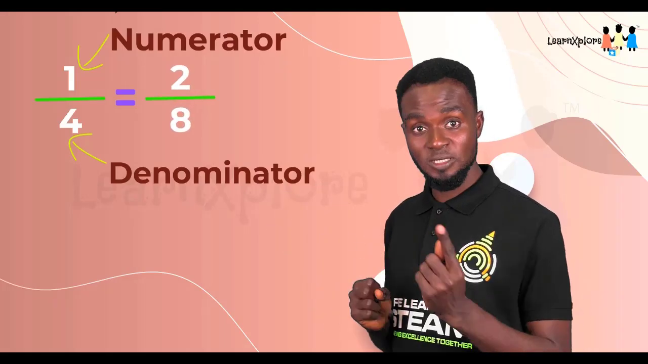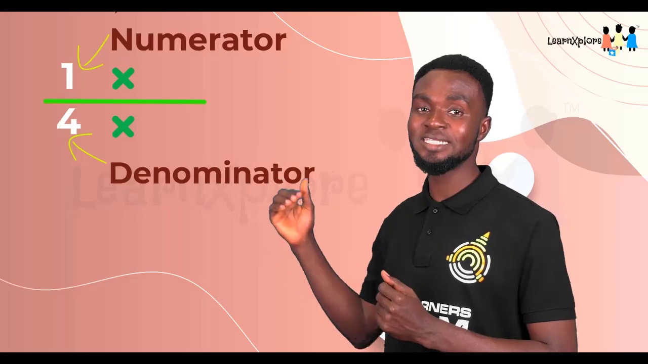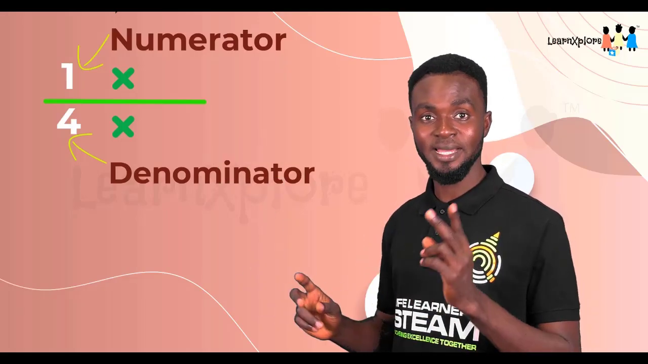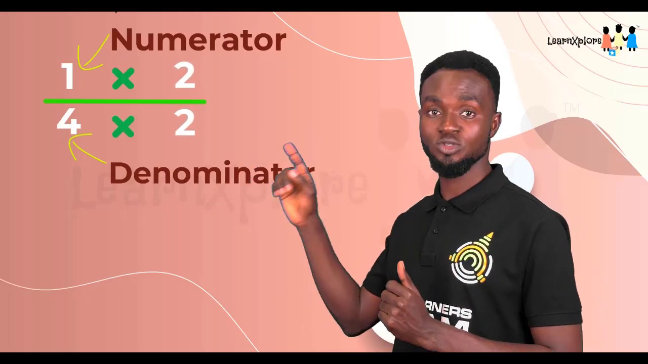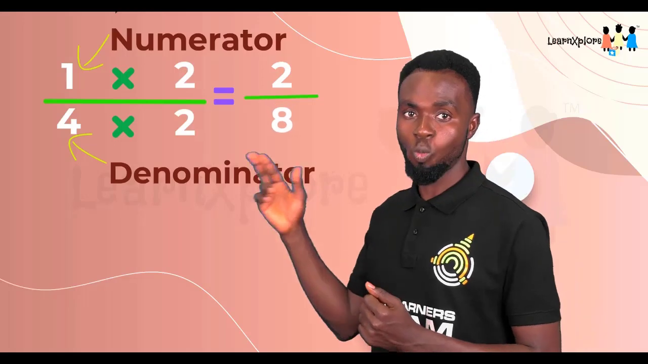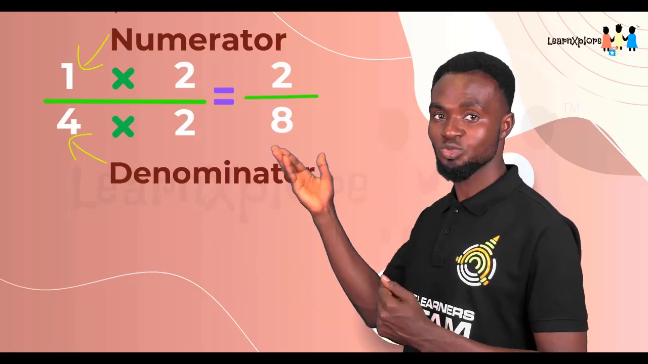This is gotten by multiplying both the numerator and the denominator by the same value. In this case, we multiplied it by 2. So 1 times 2 will give us 2, and 4 times 2 will give us 8. 1/4 is the same as 2/8.